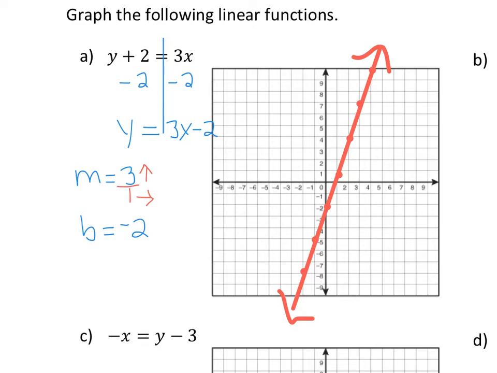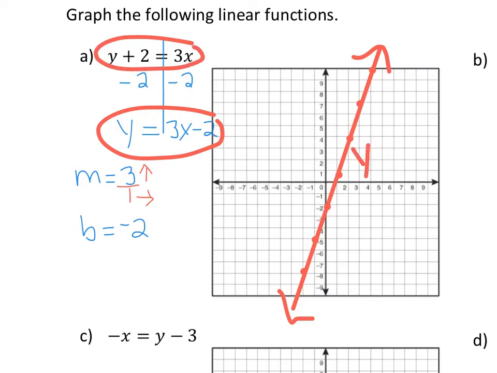It's always a good idea to label your lines. You can label it with your slope-intercept form, or you can label it with the original. I tend to label with the original. And that's how you graph.